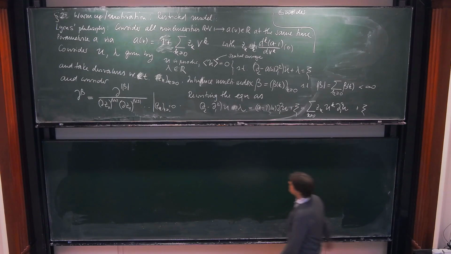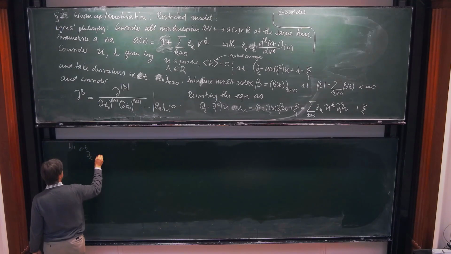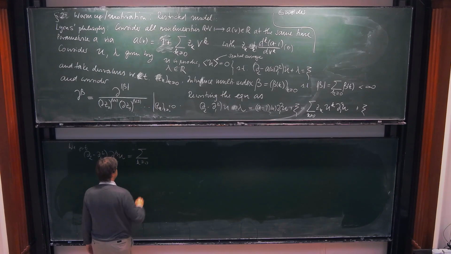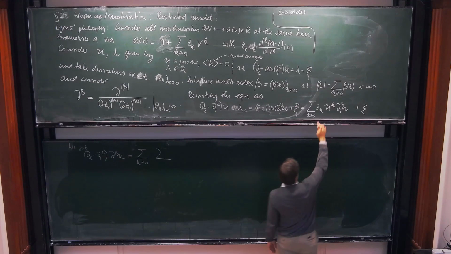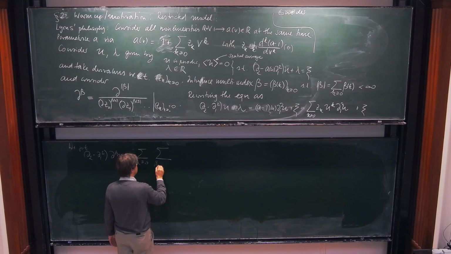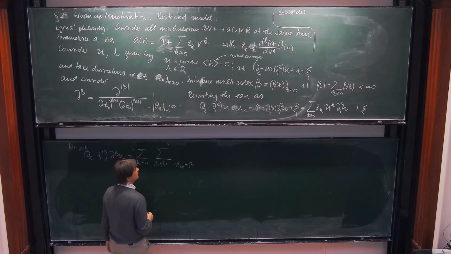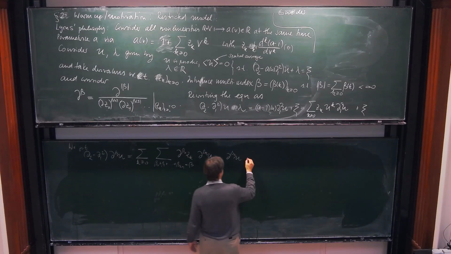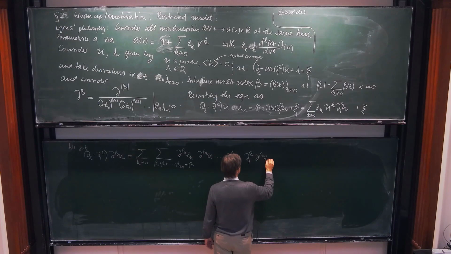So what do we get? ∂2 minus ∂1 squared of the derivative ∂^beta of u is equal to, I have the sum over k, and then I have a big sum over k plus 2 multi-indices, so beta_0 plus beta_1 plus ... plus beta_{k+1} is equal to beta, of ∂^{beta_0} z_k, ∂^{beta_1} u, ..., ∂^{beta_k} u, the second spatial derivative of ∂^{beta_{k+1}} u. That's just Leibniz rule.